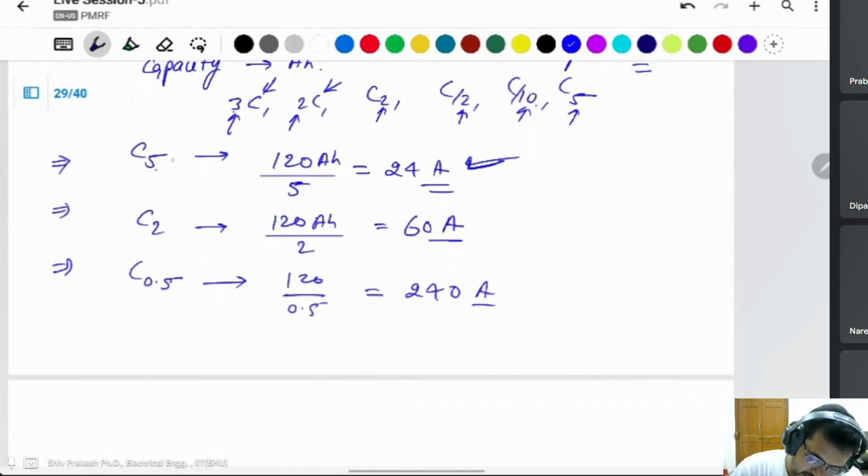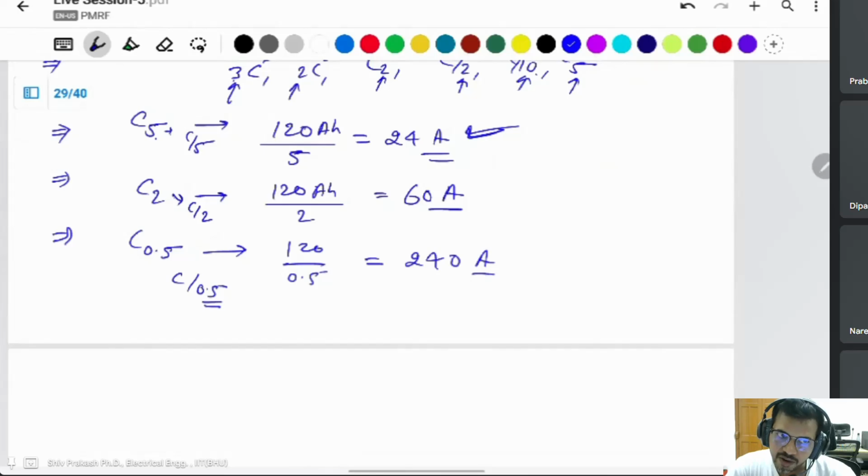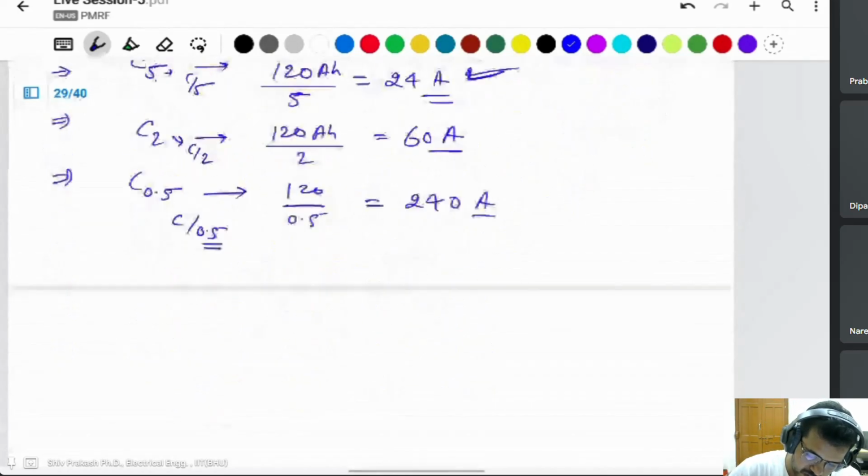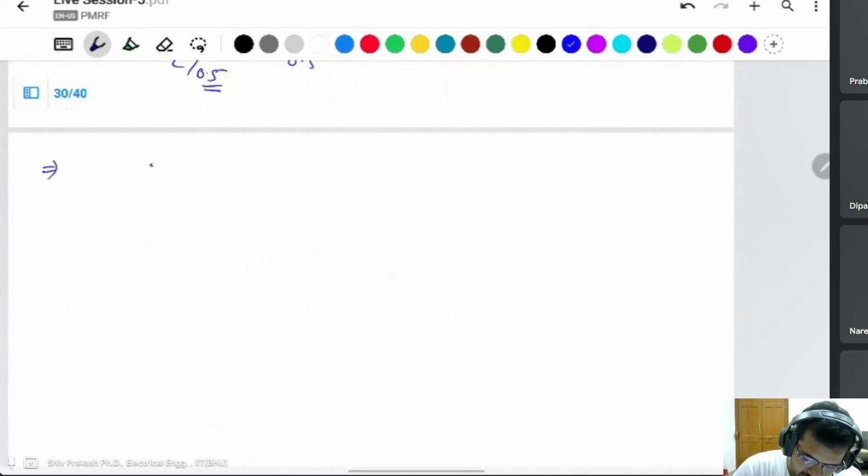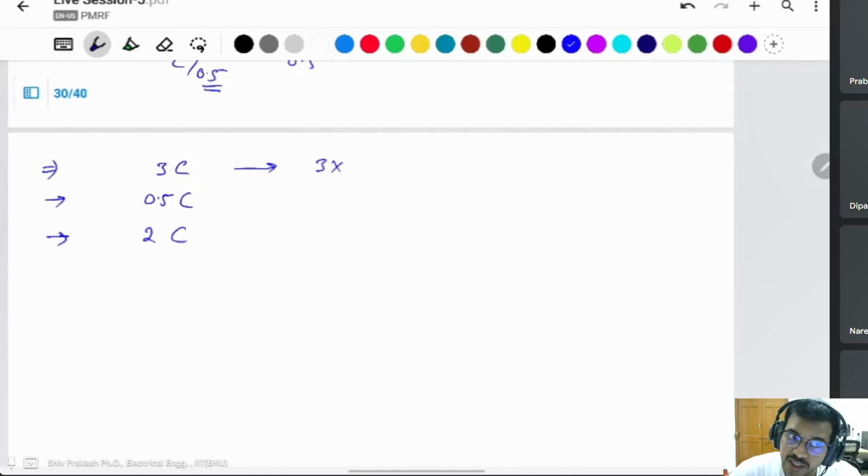This can be denoted as C/5 also. This will be C/2 also. This will be C/0.5 also. It means the capacity is divided by this number. But this is the notation on the right side of the capacity. Suppose it is on the left side, like 3C, 0.5C, 2C, then what happens? What is the meaning of this? This is simply multiplication of the capacity.